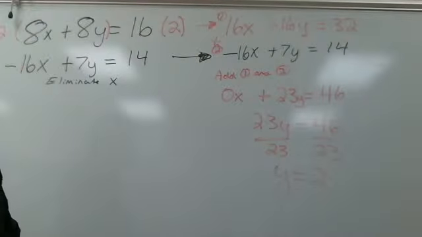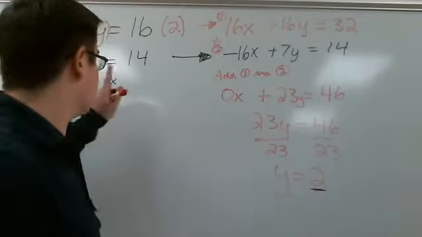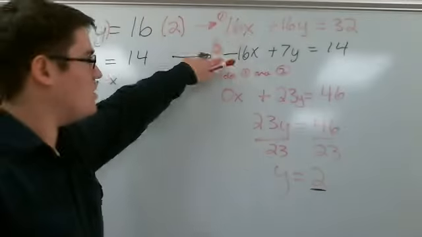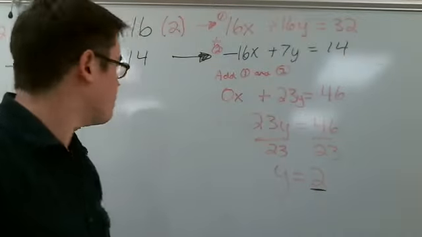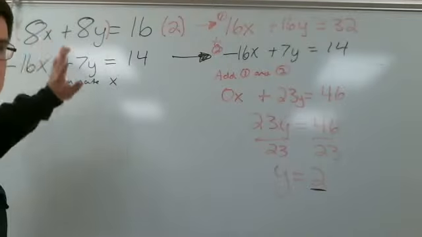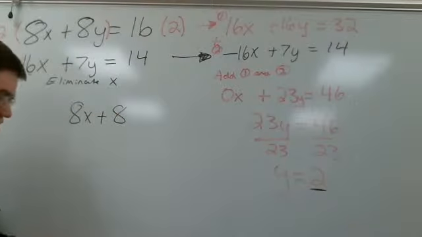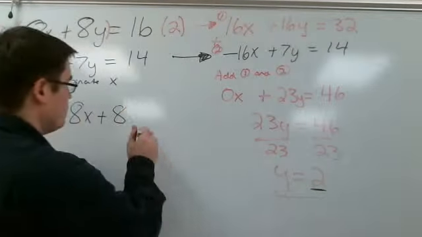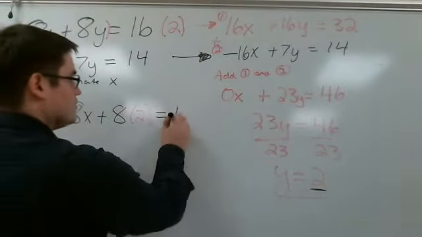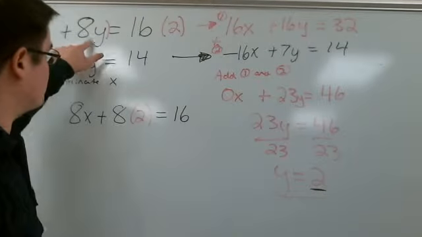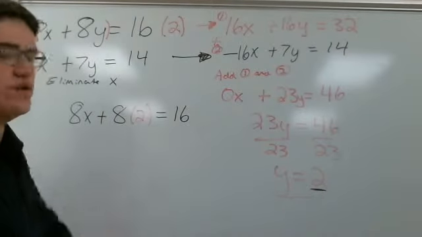Now I can use that information, and I can take this and substitute it anywhere I see y to get x. You can use either of these, doesn't matter. It's the nice thing about a system of equations. I'm just going to pick the first one. So now I have 8x plus 8, and instead of y, I'm going to take 2, that equals 16. So again, I just took y equals 2 and substituted it in here. So 8x plus 8 times 2 equals 16.